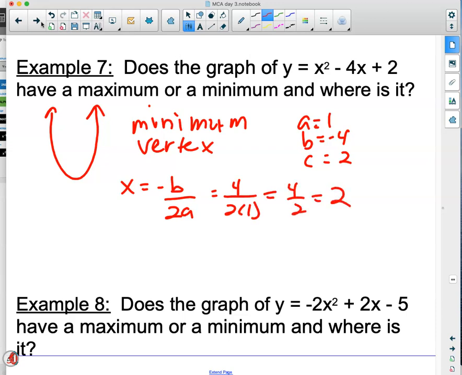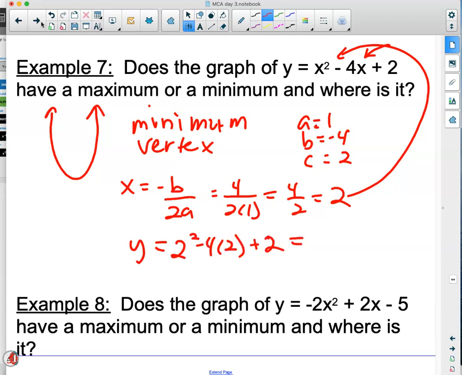So the x coordinate of the vertex is 2. Now that we have the x, can anybody tell me how we get the y? Plug it in. Here and here. So 2 squared minus 4 times 2 plus 2. Follow the order of operations.